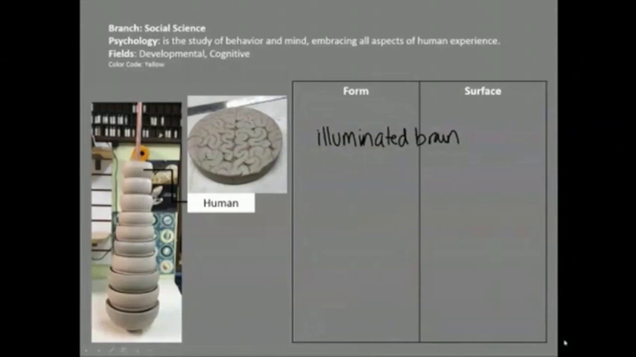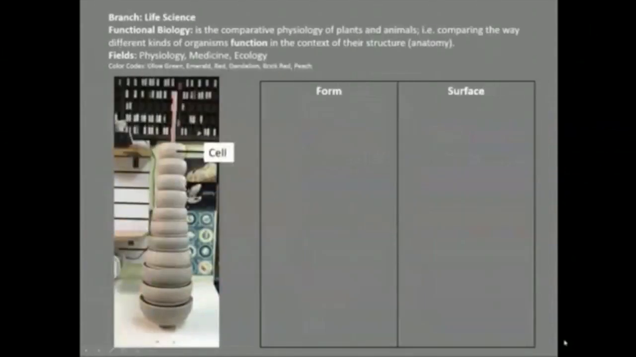Here, I can trade you too if this works. So I'm going to move on. Life science. So this might be most familiar to us. Functional biology, comparative physiology of plants and animals, comparing the way different kinds of organisms function in the context of their structure or anatomy, which I love to illustrate.